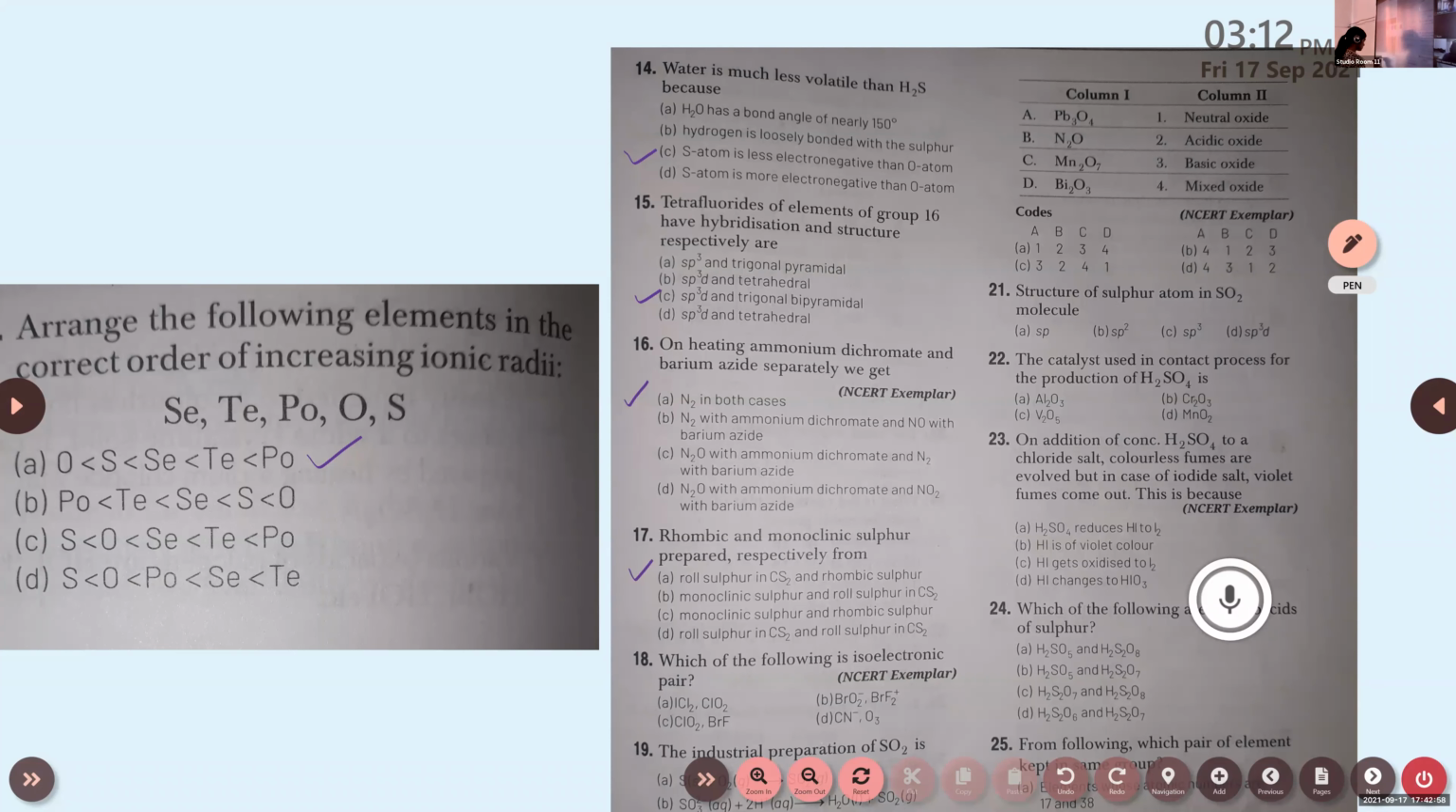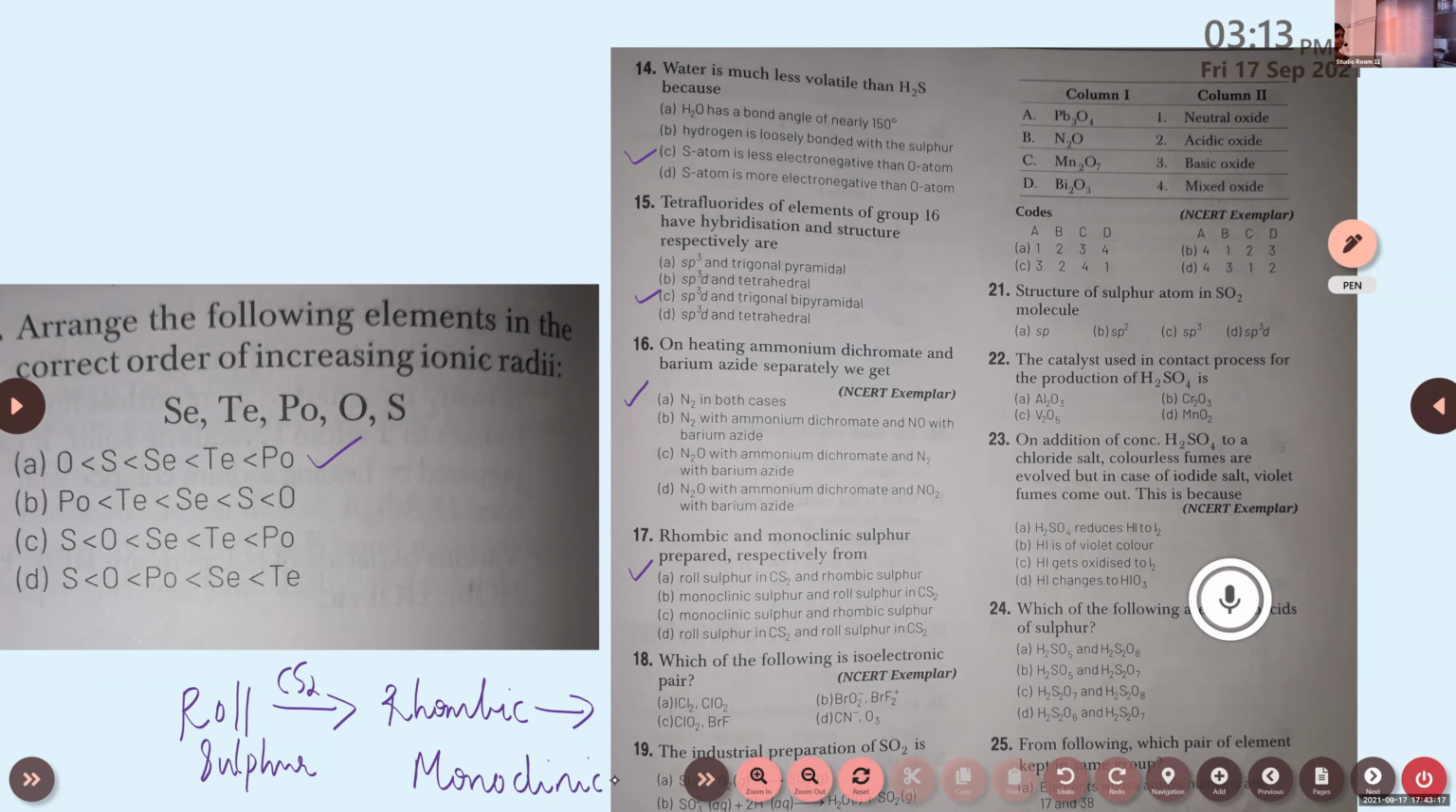So actually it's like this. Roll sulfur will be converted to rhombic in the presence of CS2, then it will be converted to monoclinic. Okay.